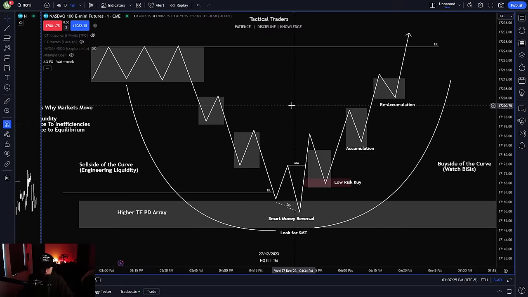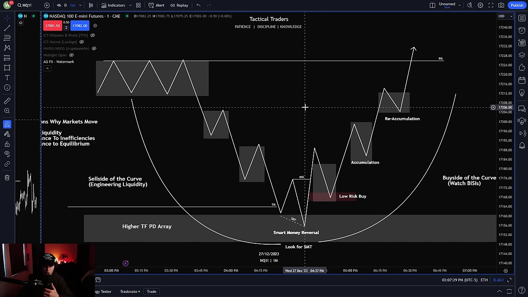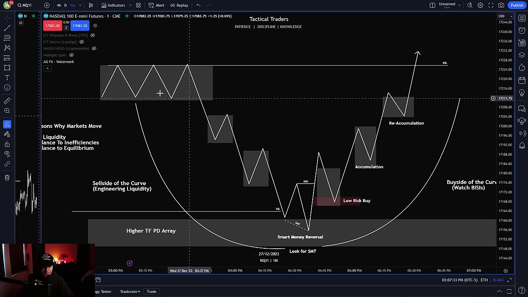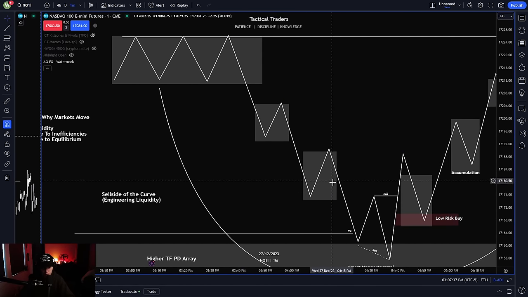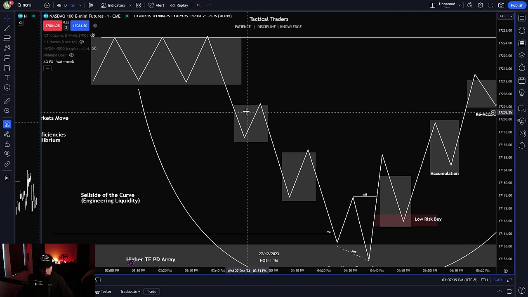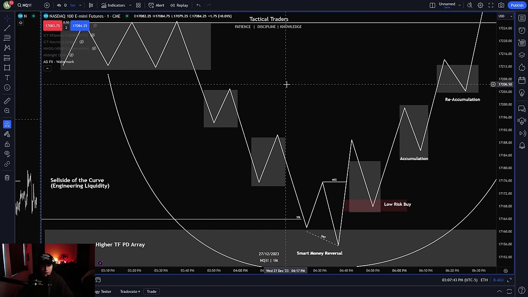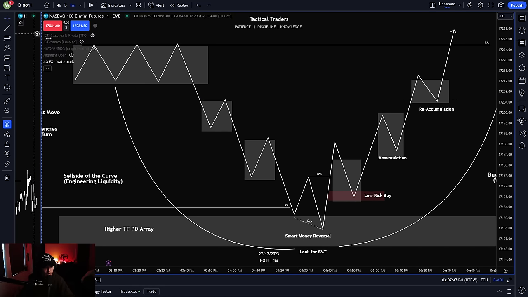Now, once we have the smart money reversal, what is engineering liquidity? Well, on our way down, you notice that we put in these swing highs. This is engineered liquidity. Notice how most of the time when we are having a move lower, there are times when we will have a high or some form of high being taken before going lower, but a lot of the times we will leave a lot of swing highs. We can see that we left one here.